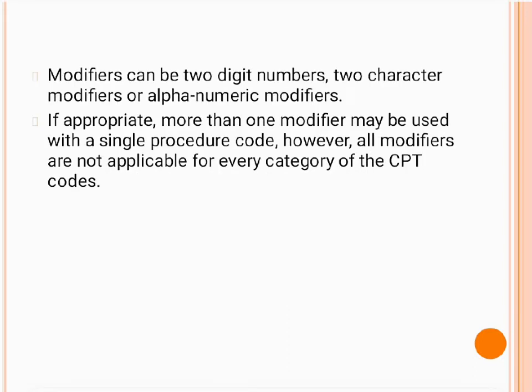Modifiers can be two-digit numbers, two-character modifiers, or alphanumeric modifiers. If appropriate, more than one modifier may be used with a single procedure code. However, all modifiers are not applicable for every category of the CPT codes.